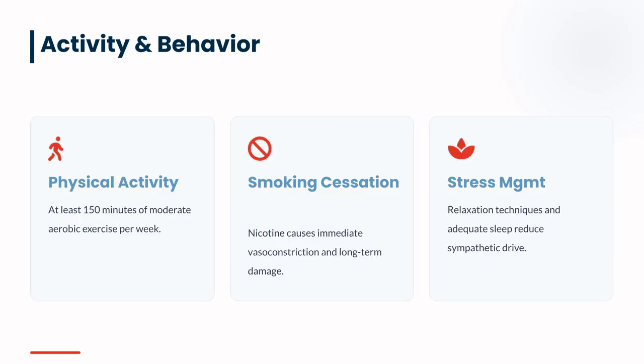Activity and behavioral changes are key to managing blood pressure. Aim for at least 150 minutes of moderate aerobic exercise weekly. Smoking cessation is vital, as nicotine immediately causes vasoconstriction and long-term vascular damage. Stress management through relaxation and adequate sleep reduces sympathetic drive.